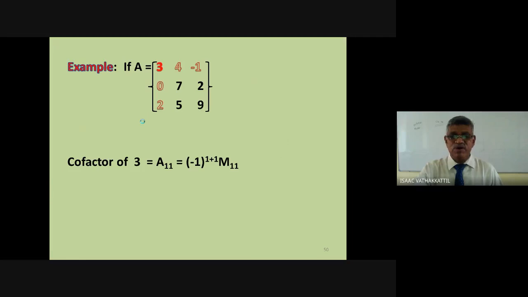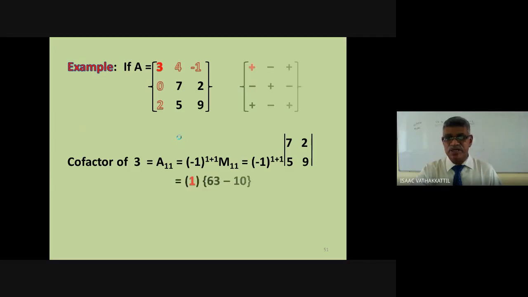So minus 1 raised to 1 plus 1 into, what is M11? We already calculated 63 minus 10. Now this plus or minus will go according to this sign. We can ignore this minus 1 raised to i plus j in every case, which may be difficult to remember, but this sign we can easily remember. So the answer is 53. So the cofactor of 3 and the minor of 3 are one and the same.